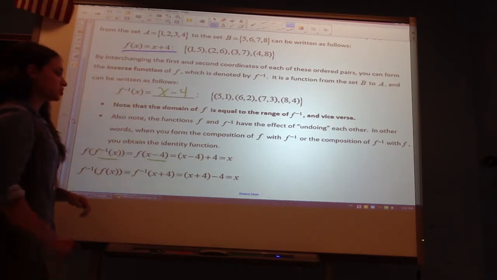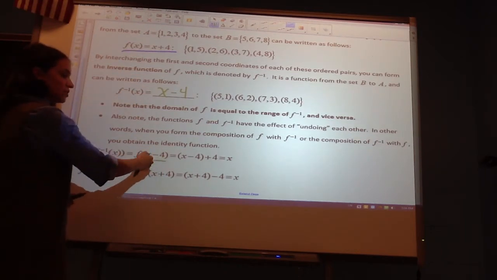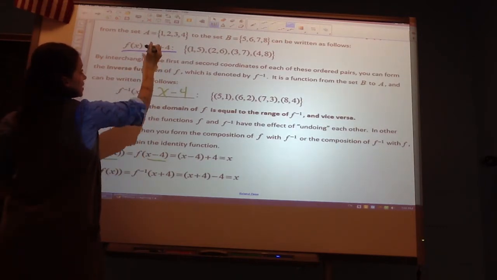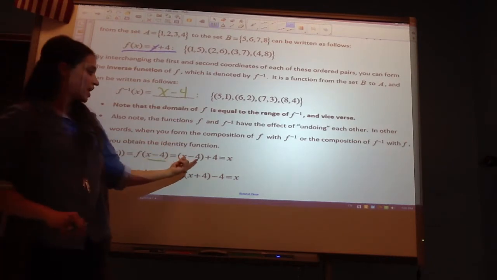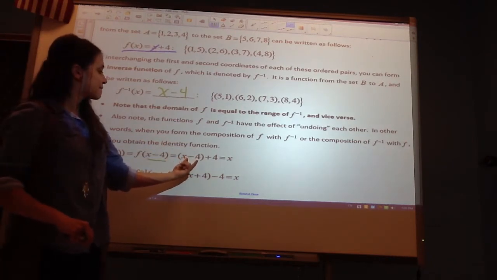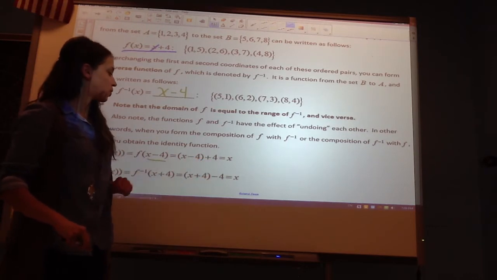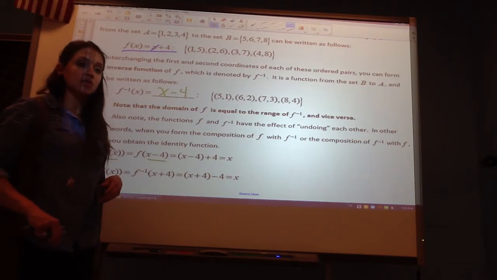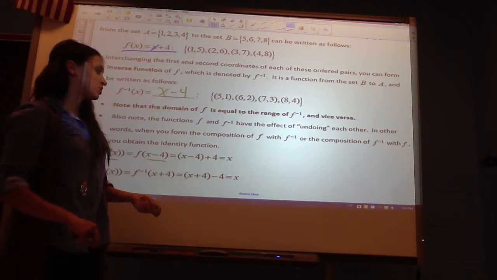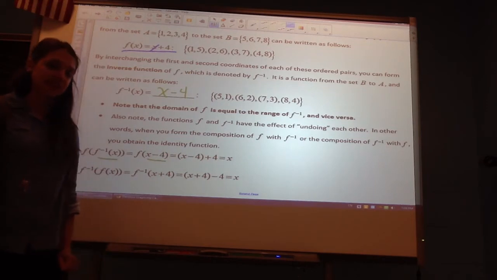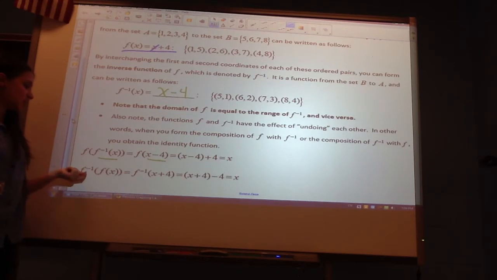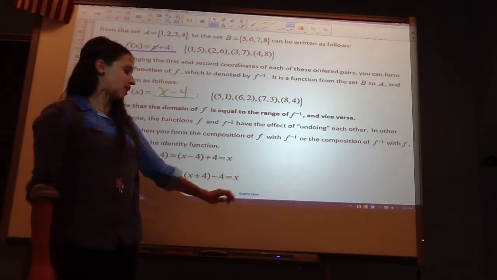So I substitute this value, x minus 4, the inverse function, into the original function. So instead of writing that x there, I replace it with the entire value of x minus 4. I get x minus 4 plus 4. Notice the -4 and the +4 are inverse values, so they equal 0, so we're left with just x, which is the identity function. The opposite is also true. If I take the composition of the inverse of f of x, we still end up with a value of x.